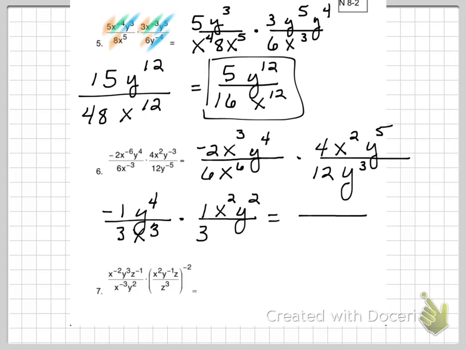Now let's multiply these together. 1/3 times 1/3, one of them's negative, will be negative 1/9. Y to the 4th times x squared, y squared is going to be x squared, y to the 6th. And in the denominator we have x cubed. Since we have x's in the numerator and the denominator, we're going to have to simplify those, or reduce that fraction. So we have negative 1/9. X squared over x cubed is going to leave us with an x in the denominator and y to the 6th in the numerator.